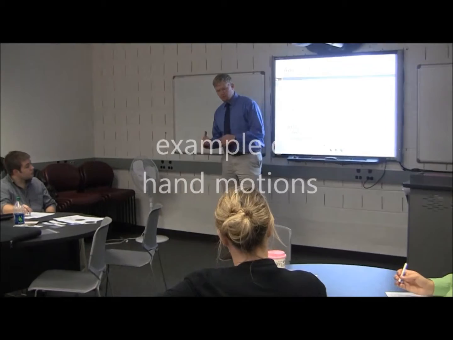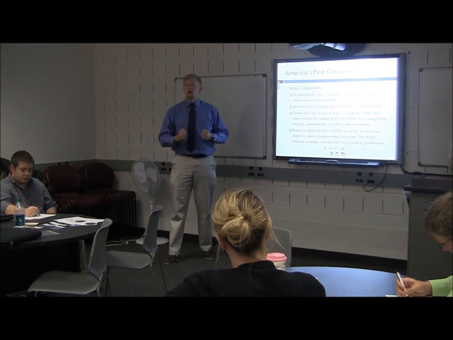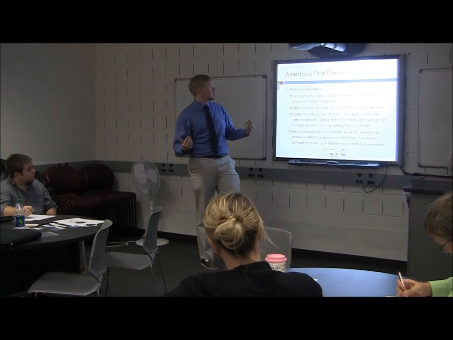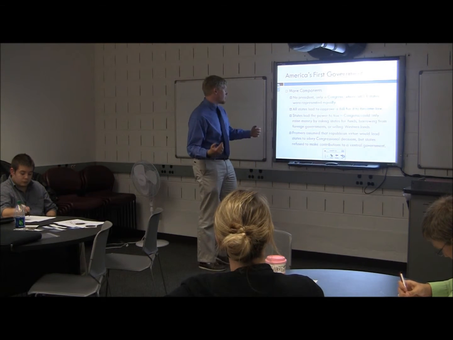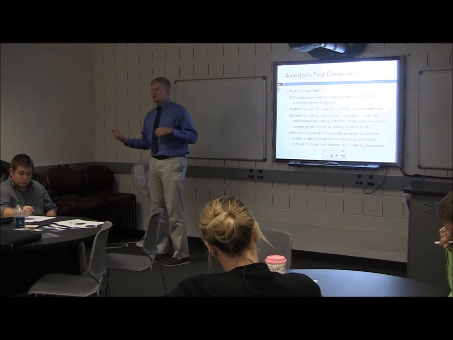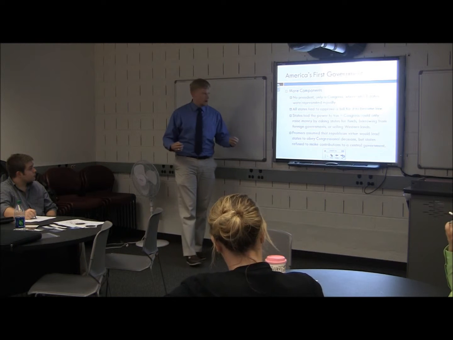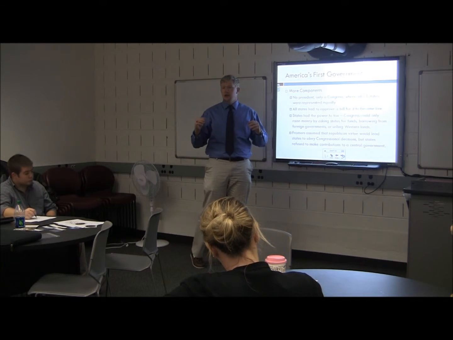So each state would select a delegate or delegates, and those delegates would vote as one. So they each have one vote, so there'd be 13 equal votes. And all states had to approve a bill before it became law. So it had to be unanimous. There was no such thing as a majority versus minority vote. You had to be completely unanimous, and any state could veto it.